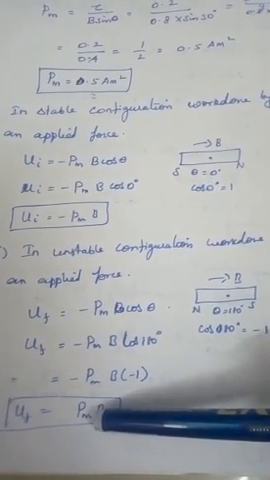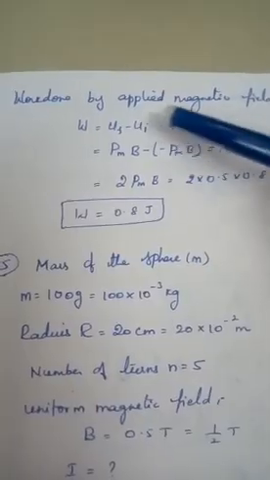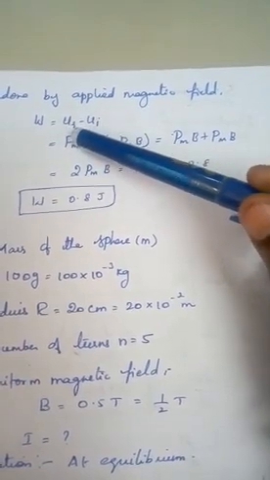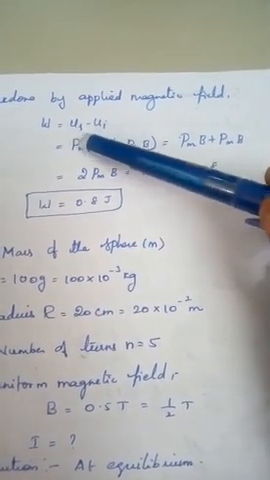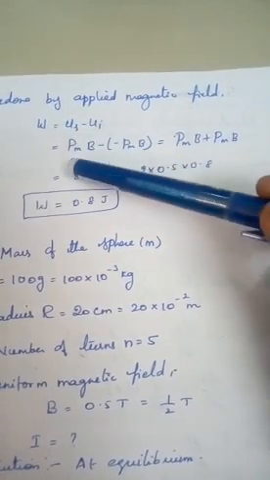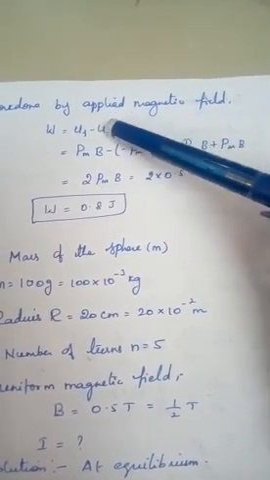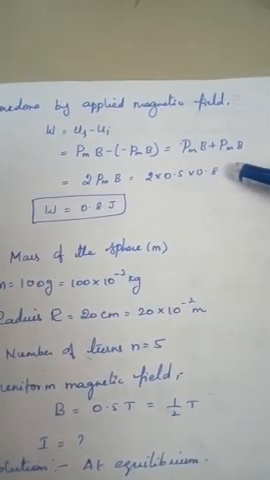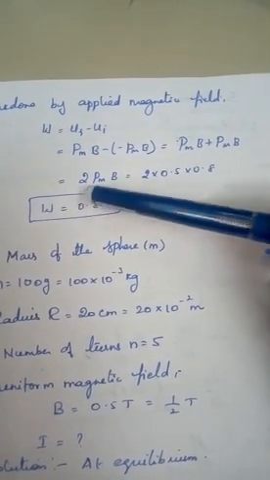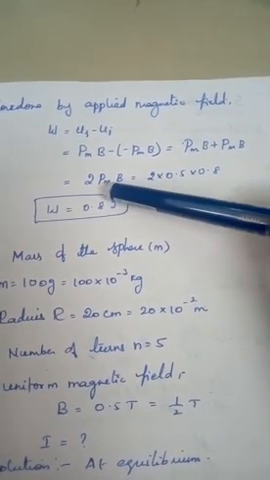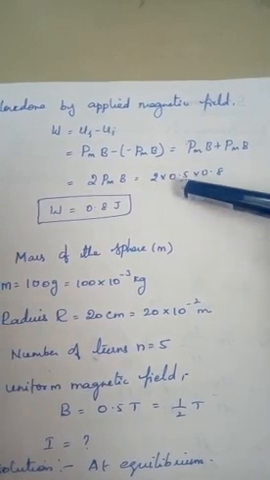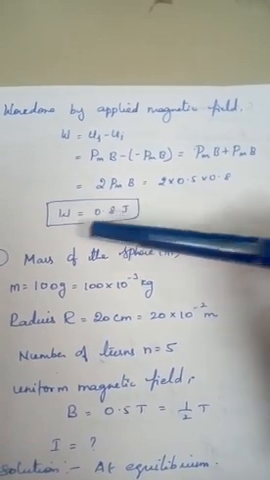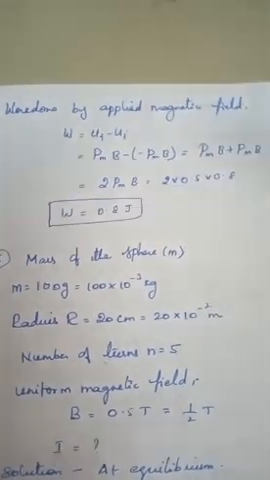And finally you have to find the work done. The work done by the applied magnetic field, W, is equal to the final value minus the initial value. So UF minus UI: UF is PMB minus the initial value, minus PMB. That is equal to PMB plus PMB, so finally you get 2 PMB. PM we have already found, so 2 into 0.5 into 0.8, which gives 0.8 joule as the work done.